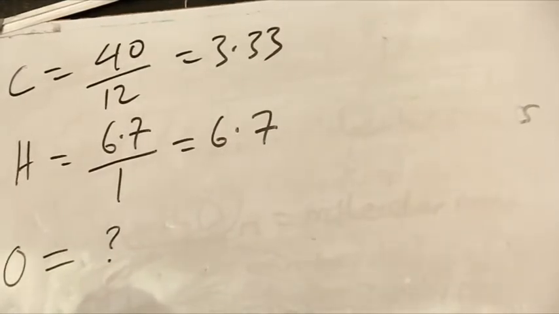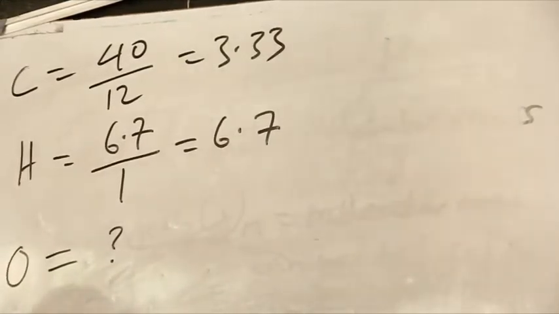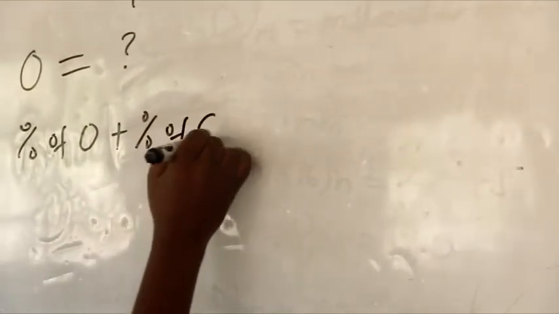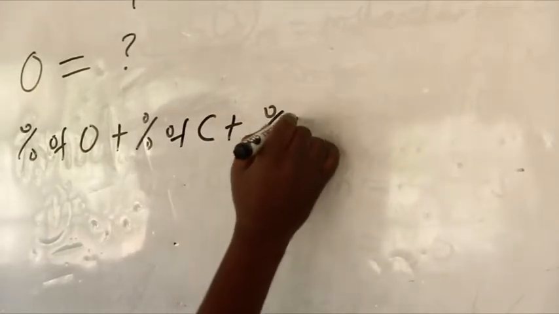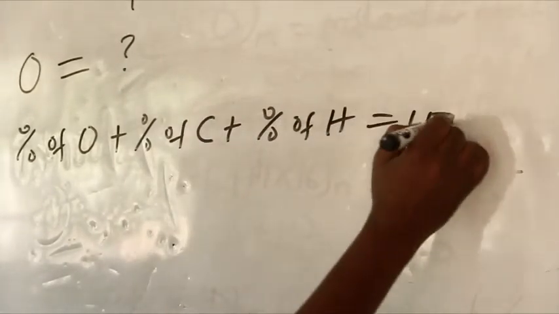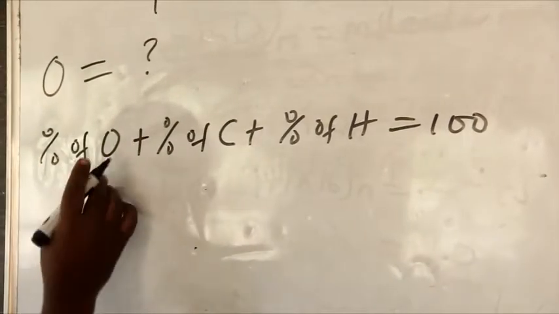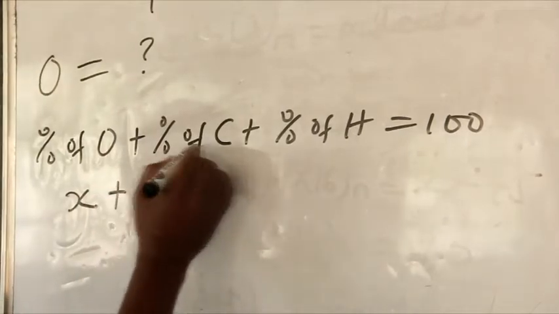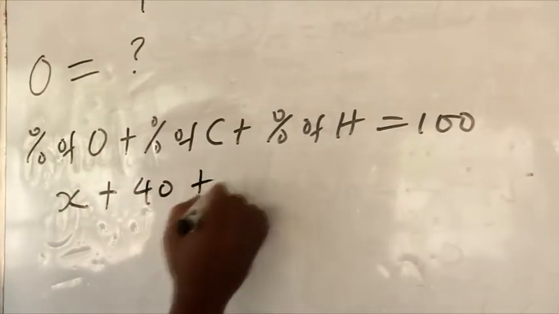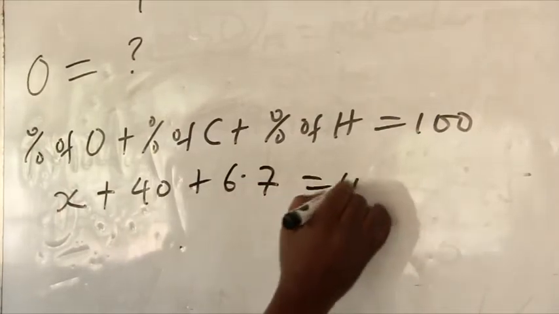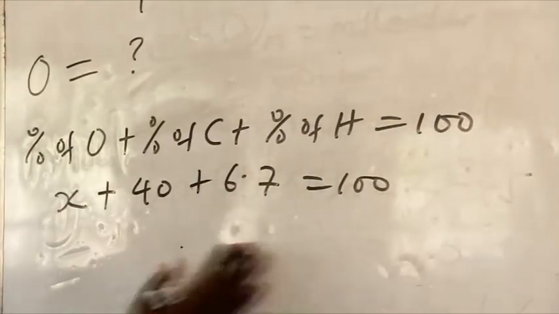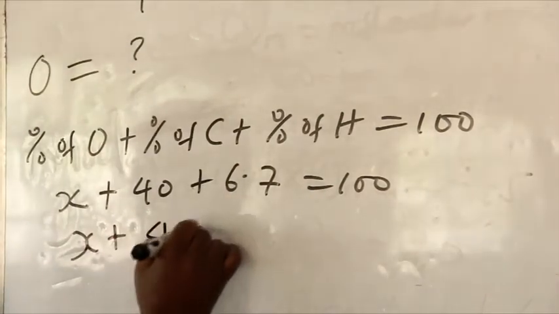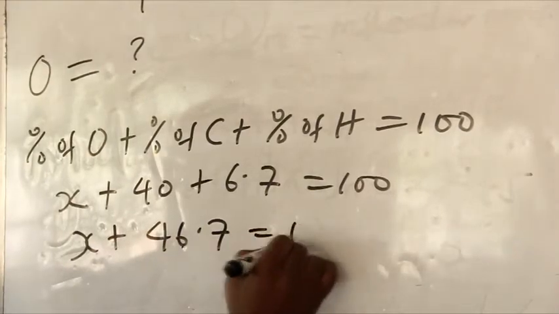Therefore, we remember that percentage of oxygen plus percentage of carbon plus percentage of hydrogen will be equal to 100. If the percentage of oxygen is X, then X plus the percentage of carbon, 40, plus the percentage of hydrogen, 6.7, equals 100. Now we add the like numbers here: X plus 46.7 will be equal to 100.